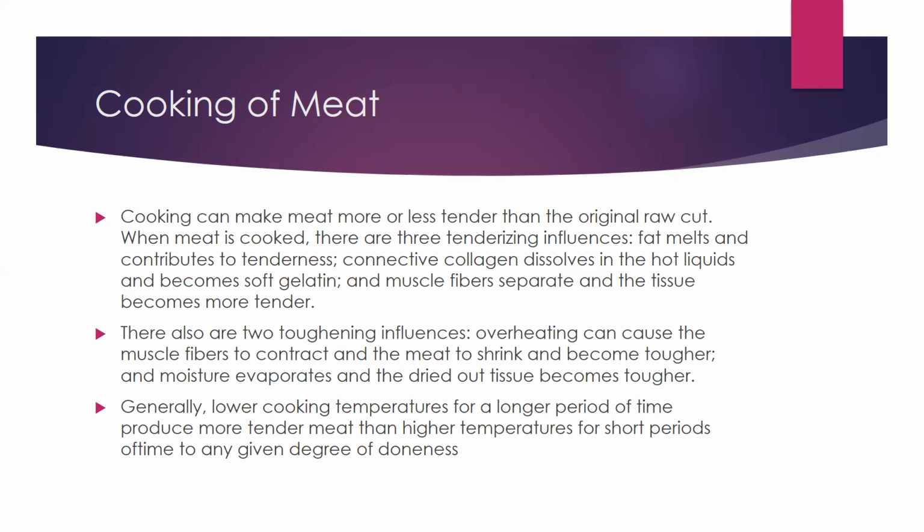Overheating can cause the muscle fibers to contract and the meat to shrink and become tougher, and moisture evaporates and the dried out tissue becomes tougher. So during cooking, there are two effects. The first three influence tenderizing, and the other two influence toughening. Lower cooking temperature for a longer period of time produces more tender meat than a higher temperature for a shorter period of time. So for tender meat, you should use lower cooking temperatures because higher temperature often leads to increased toughness.